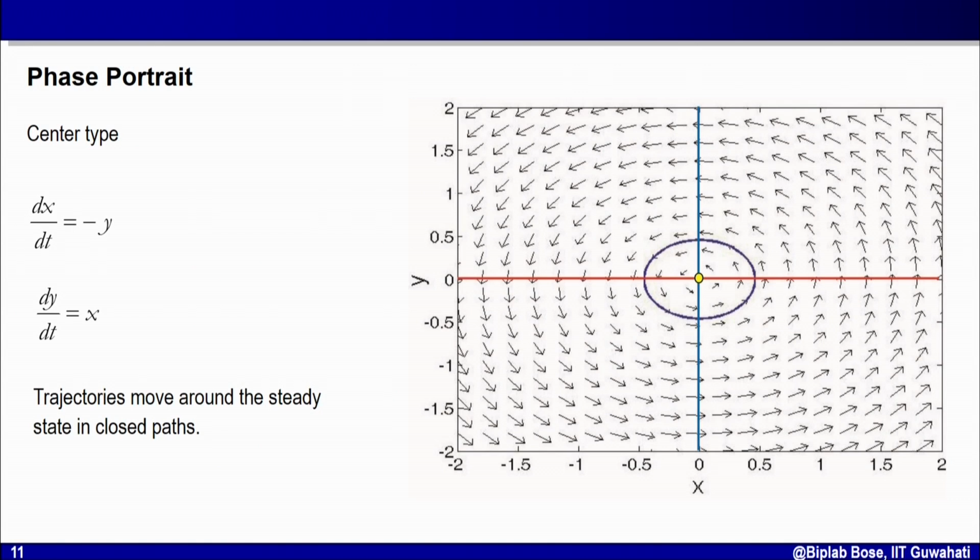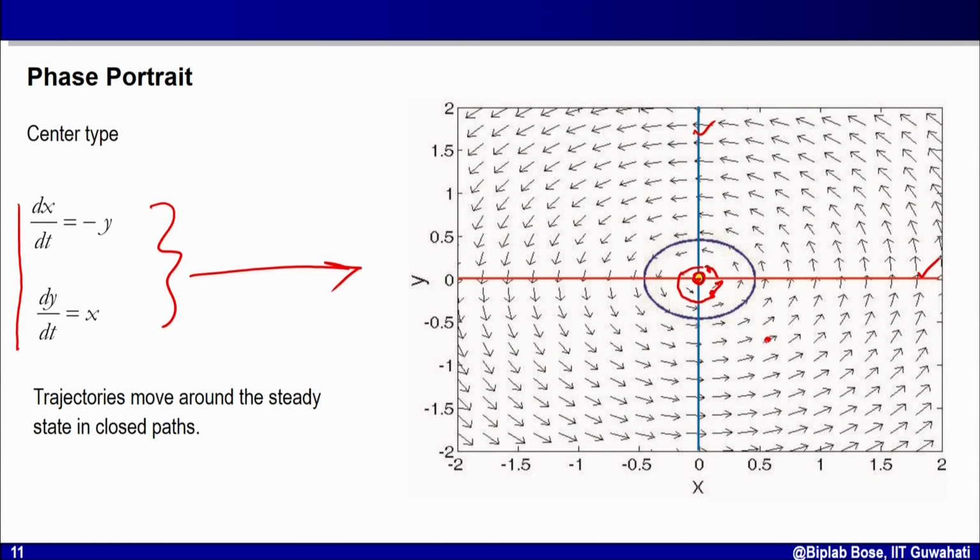Let us look into the center type or the closed path type that we have faced earlier in the case of the predator-prey model. Here I have taken a simple system of ODEs, dx/dt equal to minus y and dy/dt equal to x. This system of ODEs gives rise to this phase portrait. Again, these colored lines are the null lines, and the arrows represent dy/dx. As you can see, if you stay at this yellow steady state position, you will stay there. But if I slightly disturb the system, then there is a closed path through which the x and y values will keep on changing.